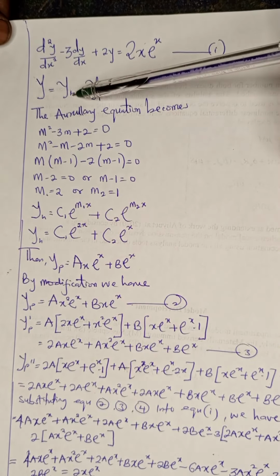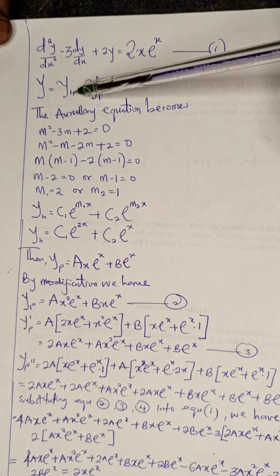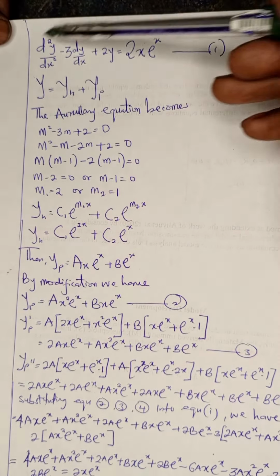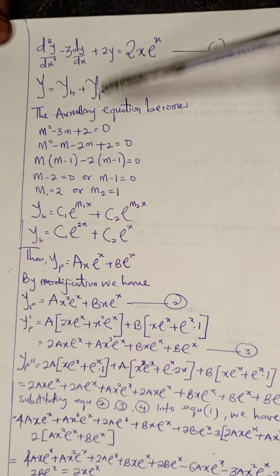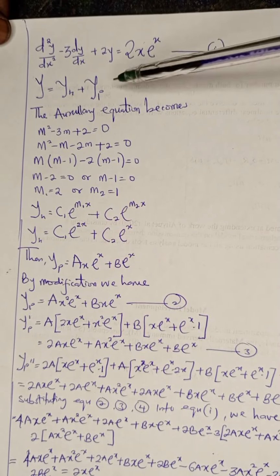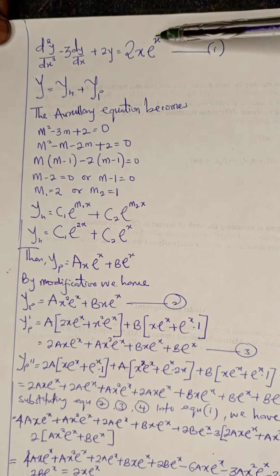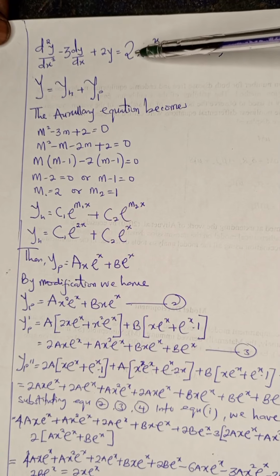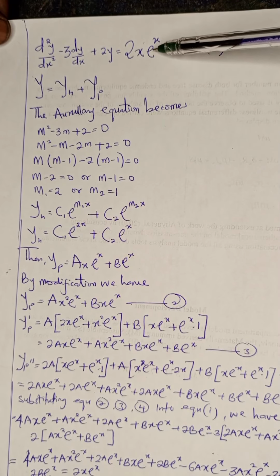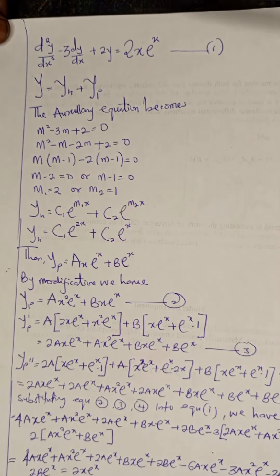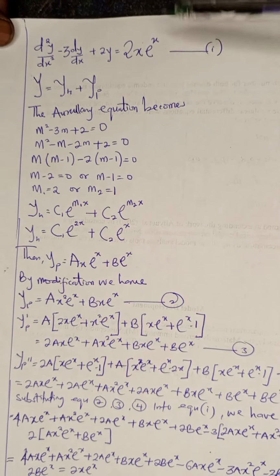Okay, so yh for the homogeneous intends that we have to equate the left hand side equals to 0, using either the D operator or the m operator. For the y particular here, it depends on the nature of the particular given. So here we have it to be 2 times exponential of x, so it comes in the form of an exponential. That is for the y particular.